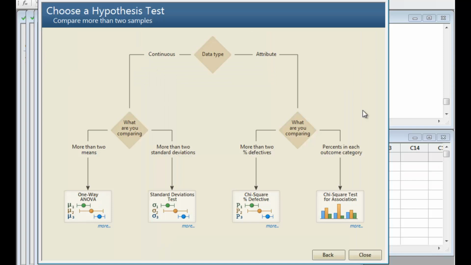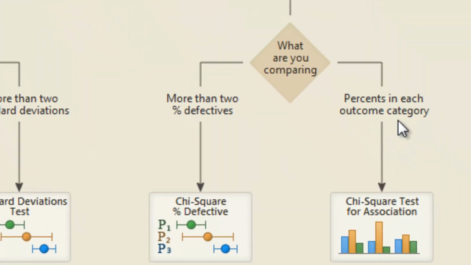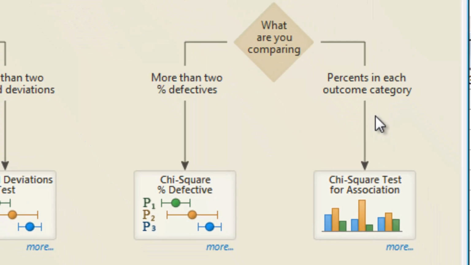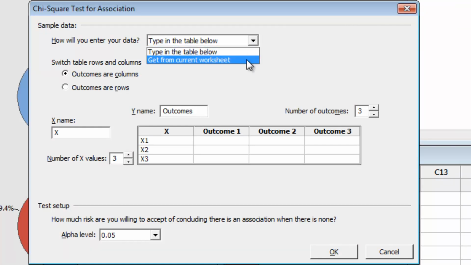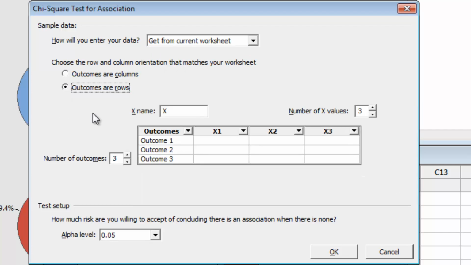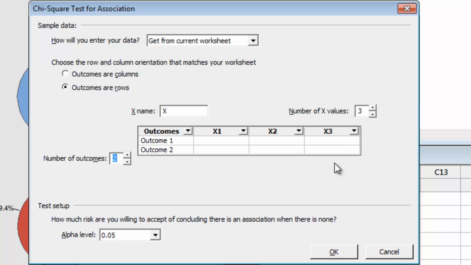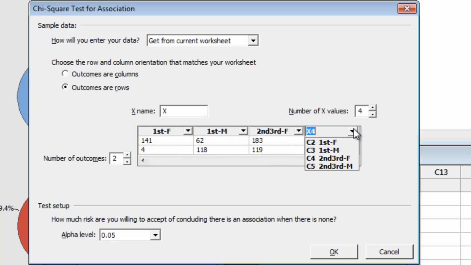The assistant's decision tree continues to guide you to the correct analysis. We know we have attribute data, and we want to compare percentages in outcome categories. So the chi-square test for association is appropriate. We already have summarized data in our worksheet, and the outcomes are rows. We have two outcomes and four x values. Select the appropriate columns to complete the dialog box.